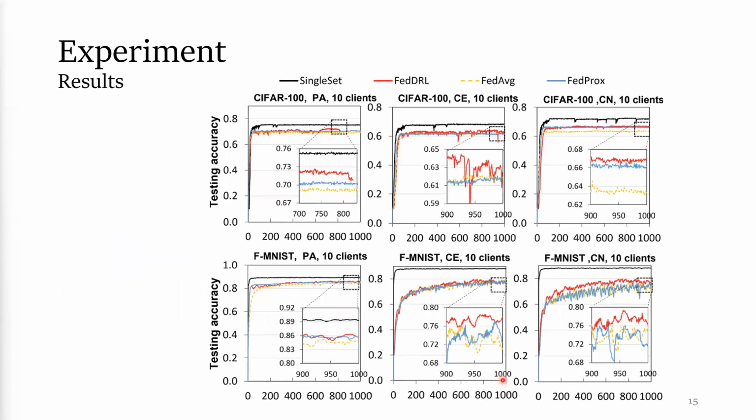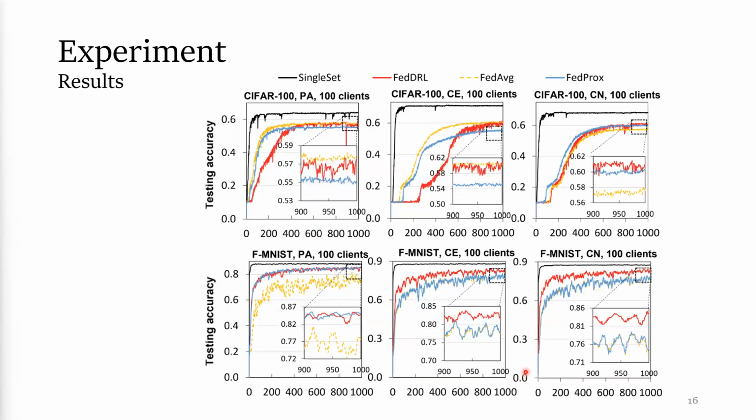And here we have the accuracy curve averaged over 10 rounds for better visualization. In the case of 10 clients, we can see that FedDRL dominates the other two benchmarks, especially in the CE and the CN scenarios. Again, for 100 clients, the observation is the same. For CN and CE settings, our proposal shows superiority, while in the PA settings, we show quite equivalent results.